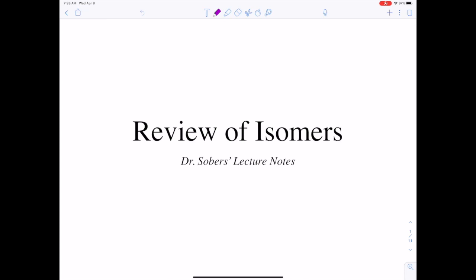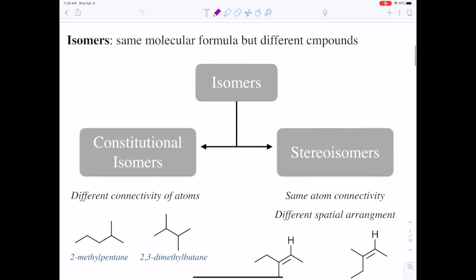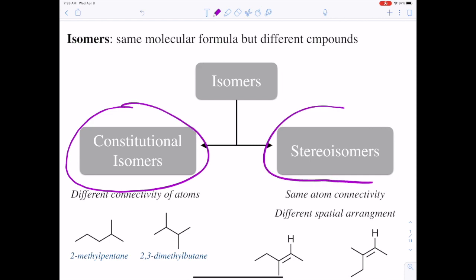Let's review isomers, what we know about them. Isomers are compounds that have the same molecular formula, but they are different in some way. And we have talked about constitutional isomers and stereoisomers. Constitutional isomers have a different connectivity of atoms.